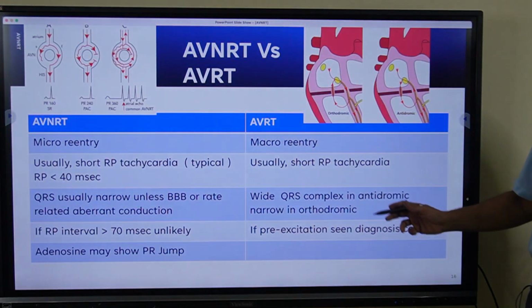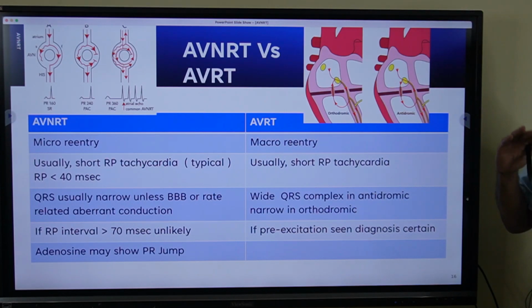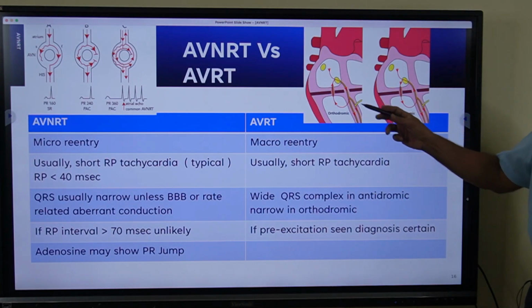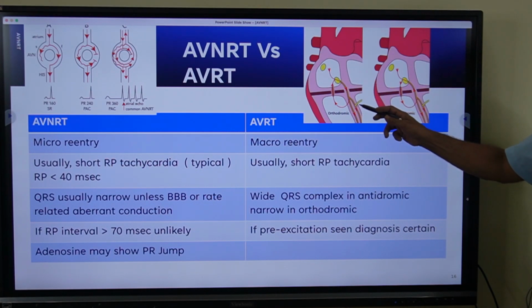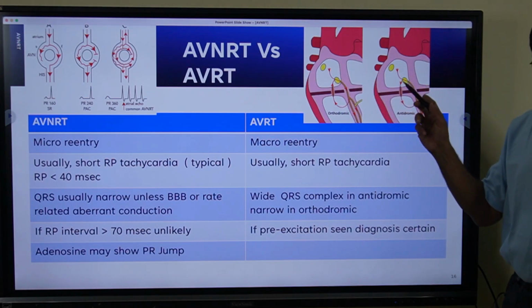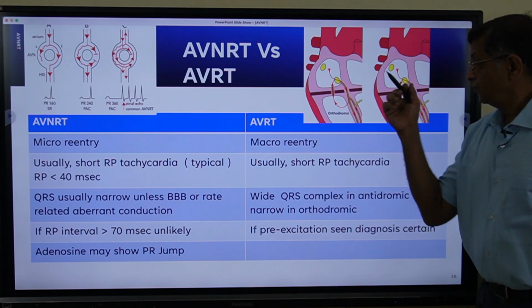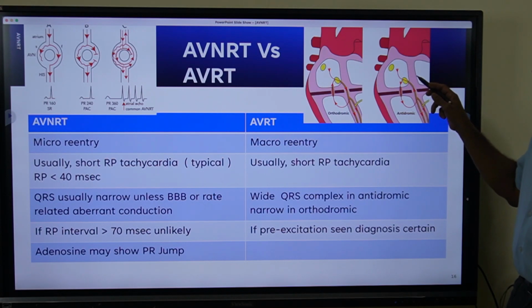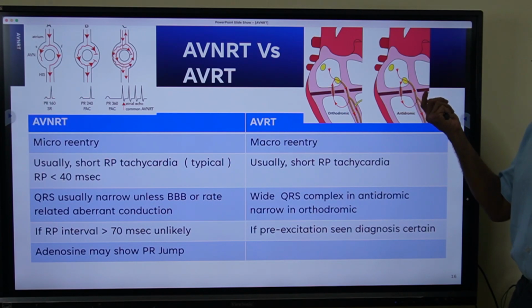Here, the AVRT can be orthodromic or antidromic. What is orthodromic? Orthodromic means the current is coming from atria to ventricle via the normal AV node His Purkinje system, but it is going back to the atria via the accessory path. In this condition, the QRS will be narrow. But if the impulse is coming through the accessory tract from the atria to ventricle and then going back via the AV node, then in that condition the tachycardia would be wide complex, right?